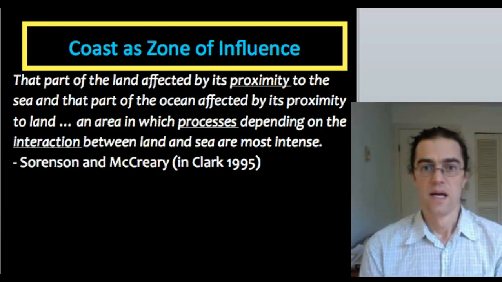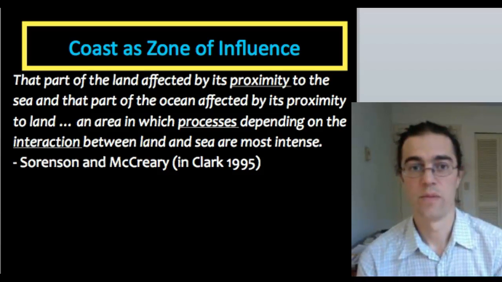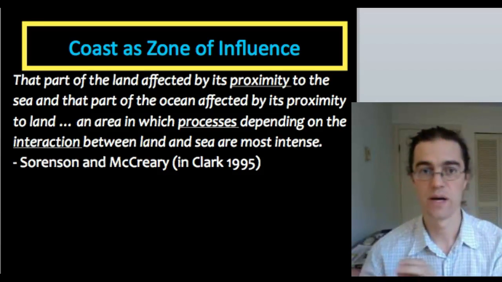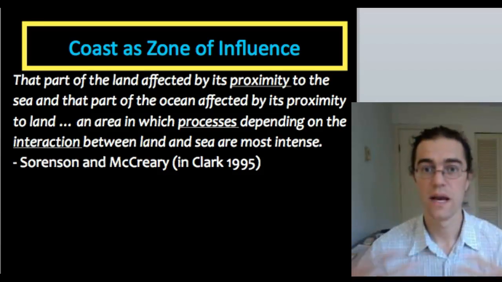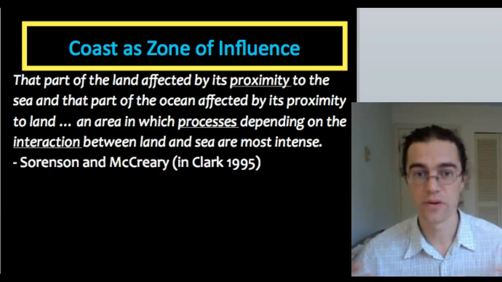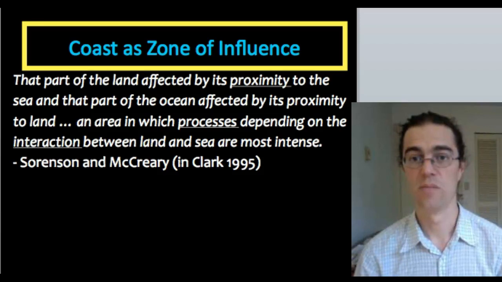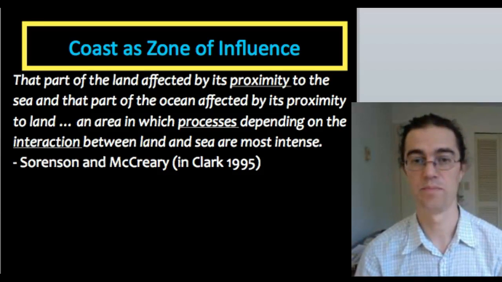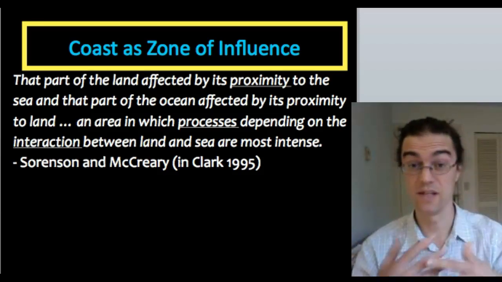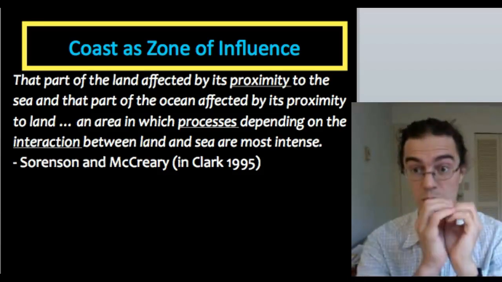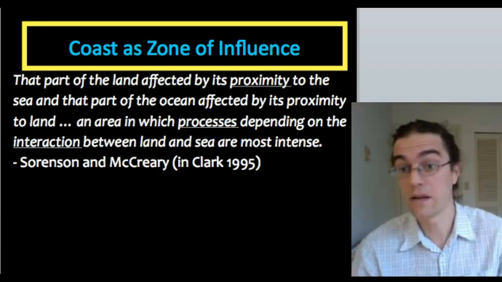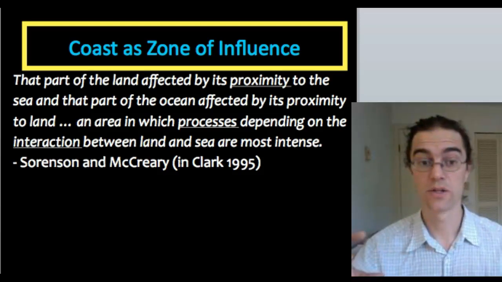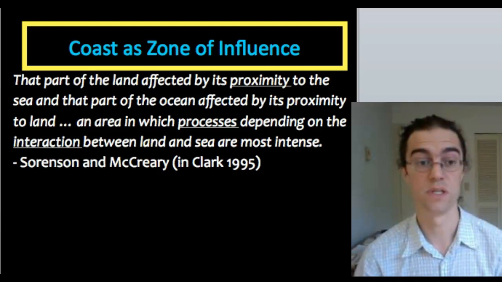And we have a quote here from the paper: part of the land affected by its proximity to the sea and that part of the ocean affected by its proximity to land. An area in which processes, depending on the interaction between land and sea, are most intense. So setting up a continuum there again, in terms of a continuum of intensity, how we can't pinpoint a specific area, as from the other way of looking at it, but how we can try to clue in on the areas of most intensity.